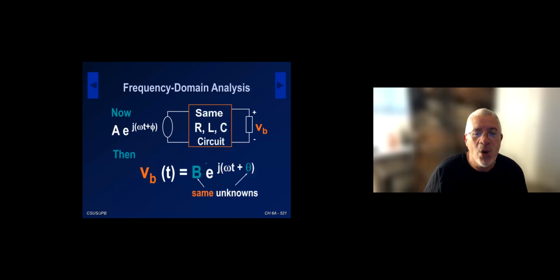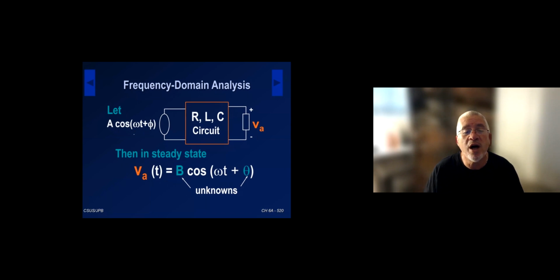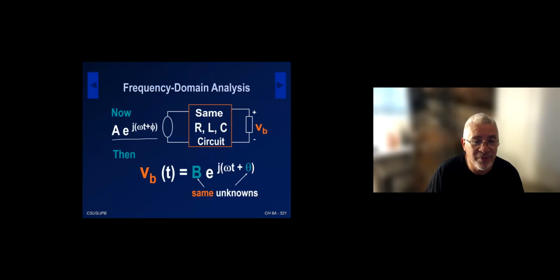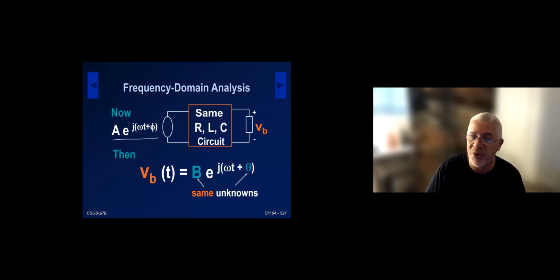So instead of solving this problem here, because this problem would require a differential equation solution, just like we did before, we are going to replace the sources with their phasor representation. Remember that I said the e to the j omega t part is always there, even though we're not showing it in the phasor; it's assumed present. So we're going to solve these with the sources converted to their phasor representation.